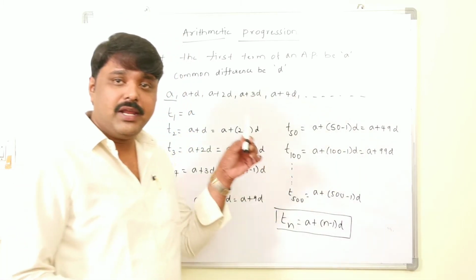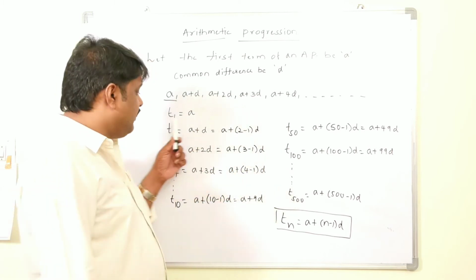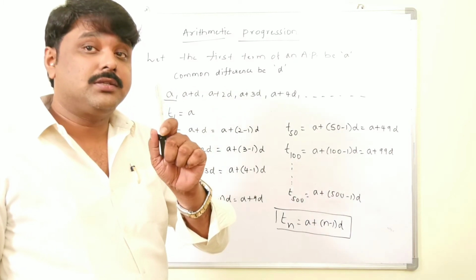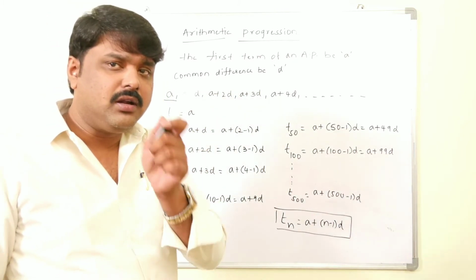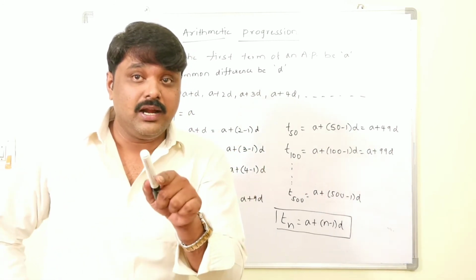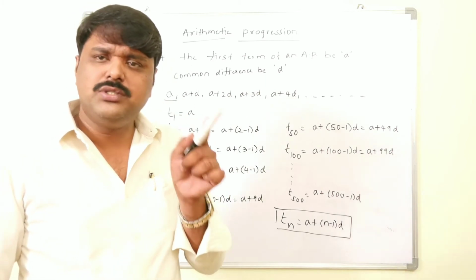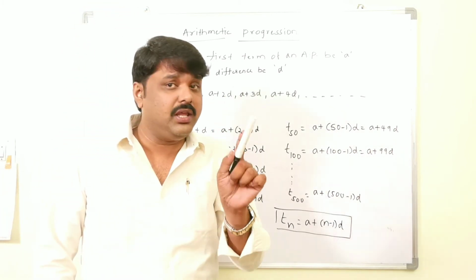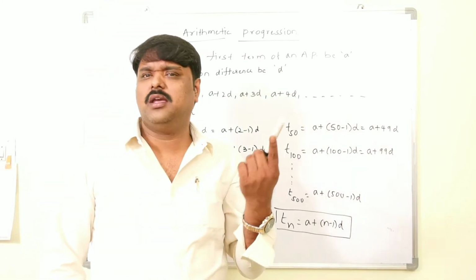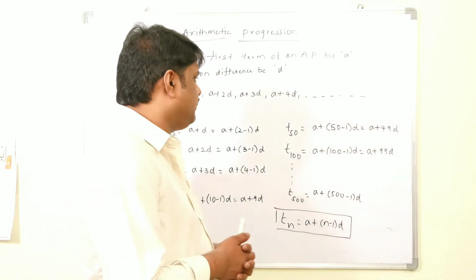I hope it is very clear. We have taken the first term as A, T1; second term T2 as A plus D, in the sense A plus 2 minus 1 into D. T10 is A plus 10 minus 1 into D, A plus 90. T100 is A plus 100 minus 1 into D, A plus 990. T1000 is A plus 1000 minus 1 into D, A plus 9990. Tn, similarly, is A plus n minus 1 into D, which is a very simple one.